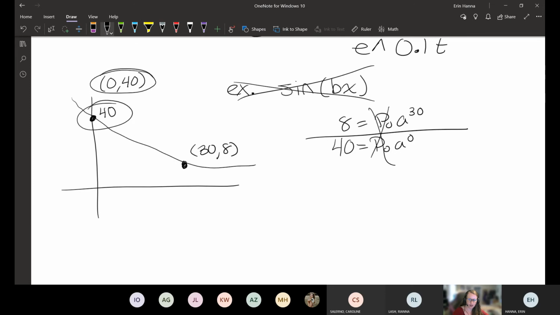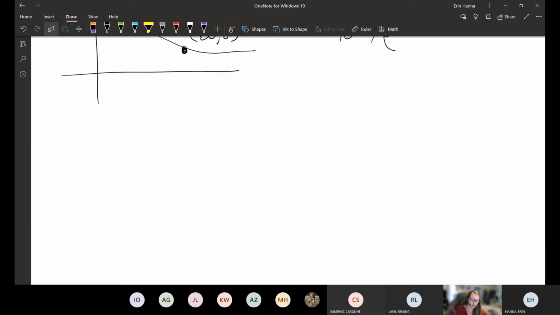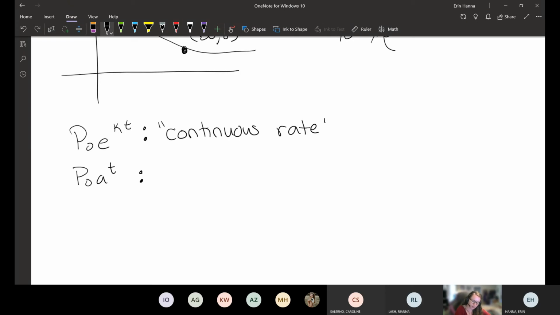So as I'm pulling up this thing for Kira, how do you know when we use P equals, how do you know to use this versus this? Continuous rate versus rate. If you're reading the question and all it says is rate, then you are using the A to the T form. If it has the word continuous anywhere in the problem, even if it's not directly next to the word rate, you want to use E to the KT. If it doesn't have the word continuous anywhere, you want to use A to the T.